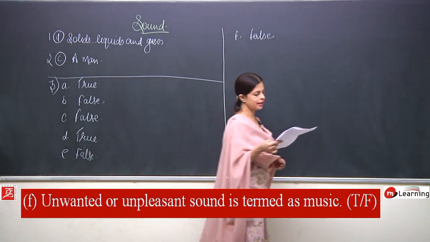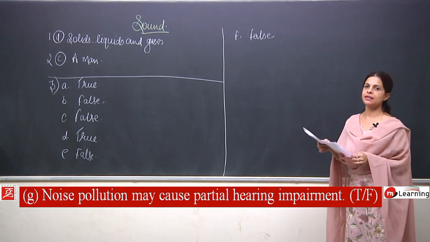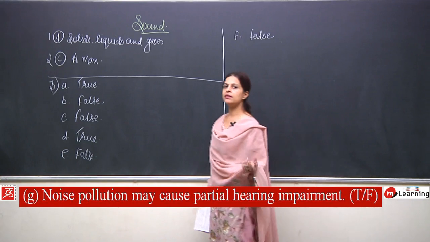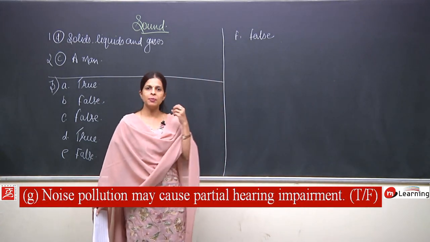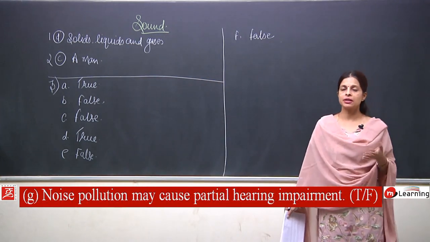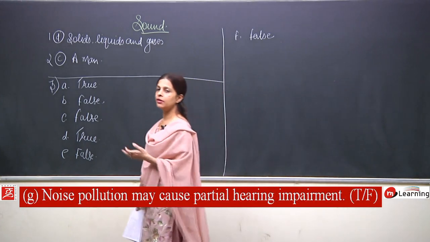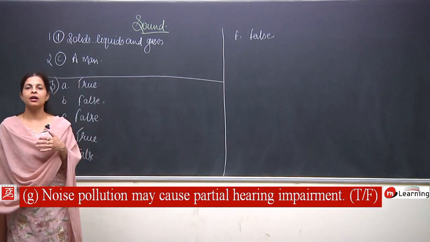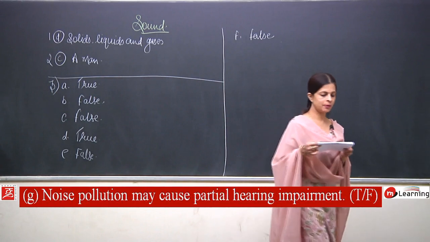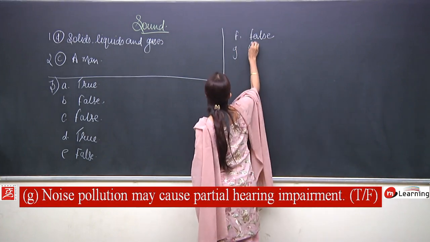Now we are discussing G, last one. Noise pollution may cause partial hearing impairment. Very, very correct, isn't it? If the noise is very high, if a person comes across a particular sound of a particular range for more hours continuously, then definitely there will be certain problems, isn't it? Maybe hearing problem, maybe headache, maybe nausea, maybe some different kind of disorders. So this one is a perfectly correct sentence, children. So G is true.